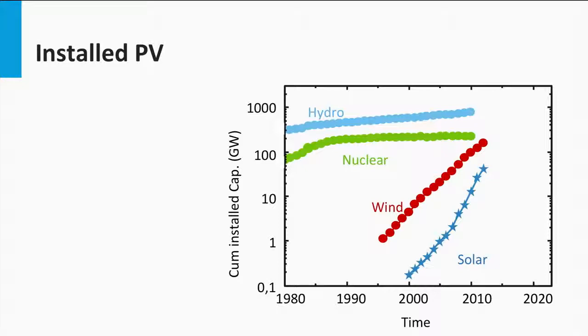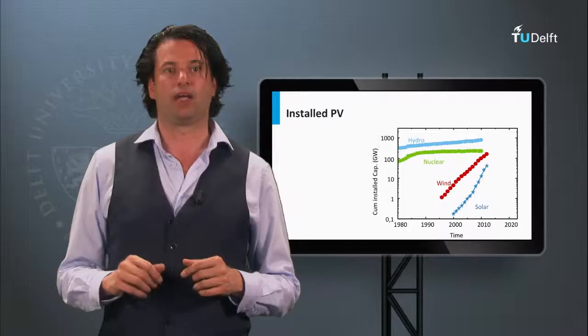The installed nuclear power is hardly growing anymore, whereas the installed hydropower is still slightly growing in time. Wind is growing at a relative rate of 20% per year. As you can see, from 2008, solar is the fastest growing energy technology with a rate far above 40%.